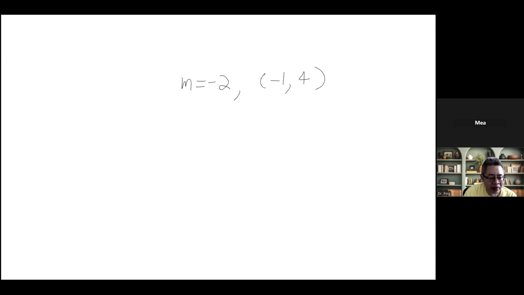That means you have to find the slope. Okay, so we got 0, 1. The other point is 4, 9. Okay. So the only thing different is that now you have to find the slope.